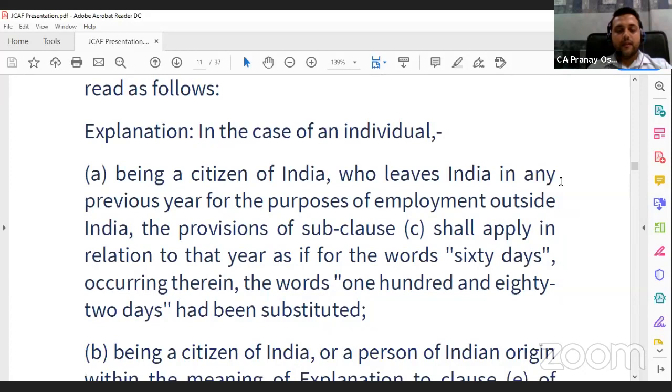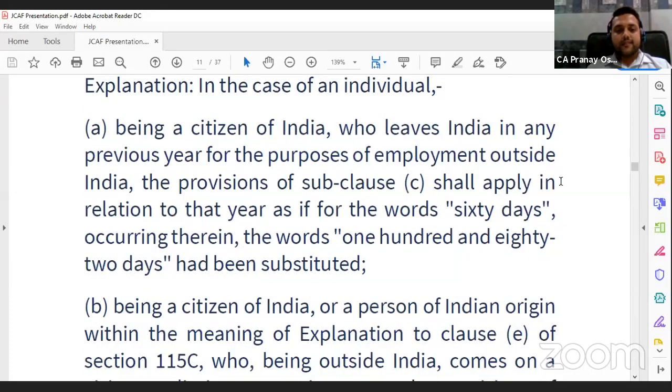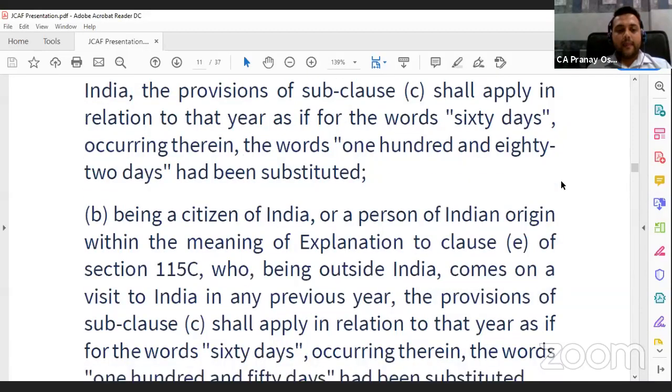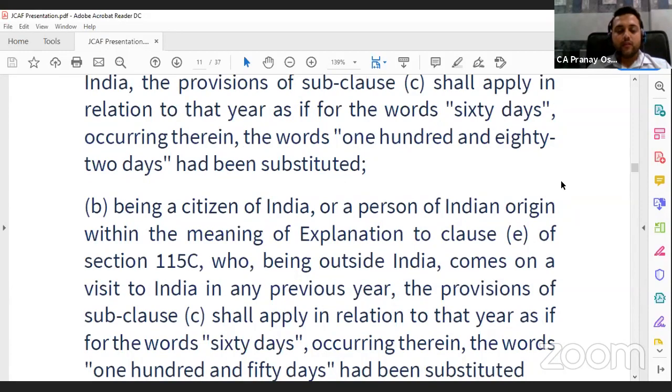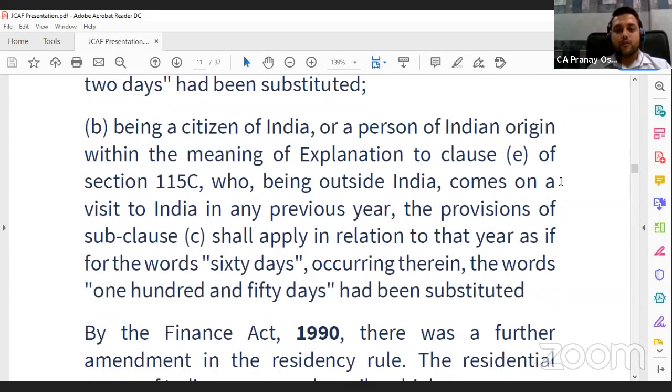Explanation: in the case of an individual, being a citizen of India, who leaves India in any previous year for the purpose of employment outside India, the provisions of subclause C shall apply in relation to that year, as if for the words 60 days occurring therein, the words 182 days had been substituted. And being a citizen of India or a person of Indian origin within the meaning of explanation to clause E of section 115C, who, being outside India, comes to visit India in any previous year, the provisions of subclause C shall apply in relation to that year, as if for the words 60 days occurring therein, the words 150 days had been substituted.